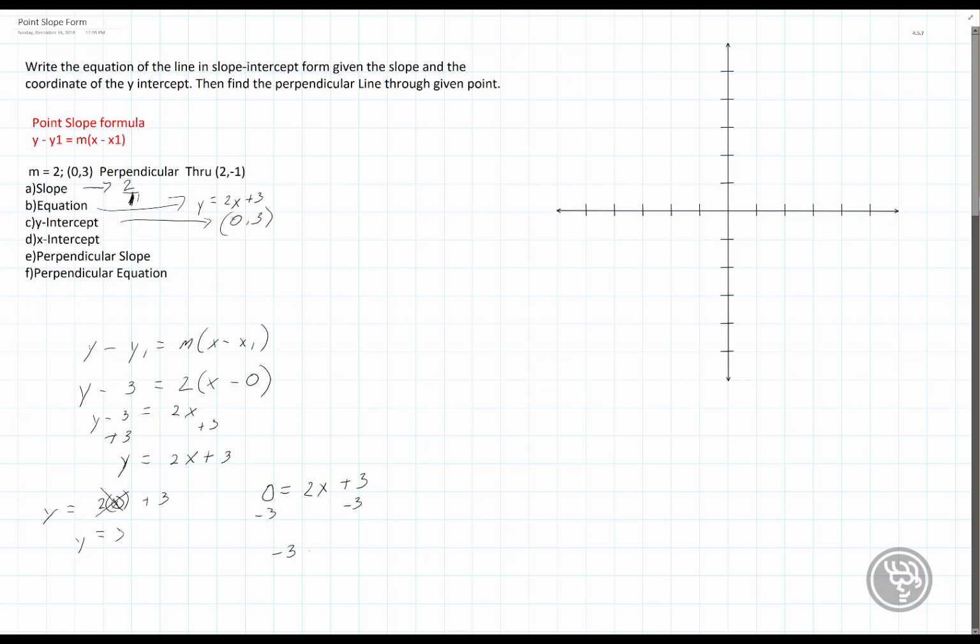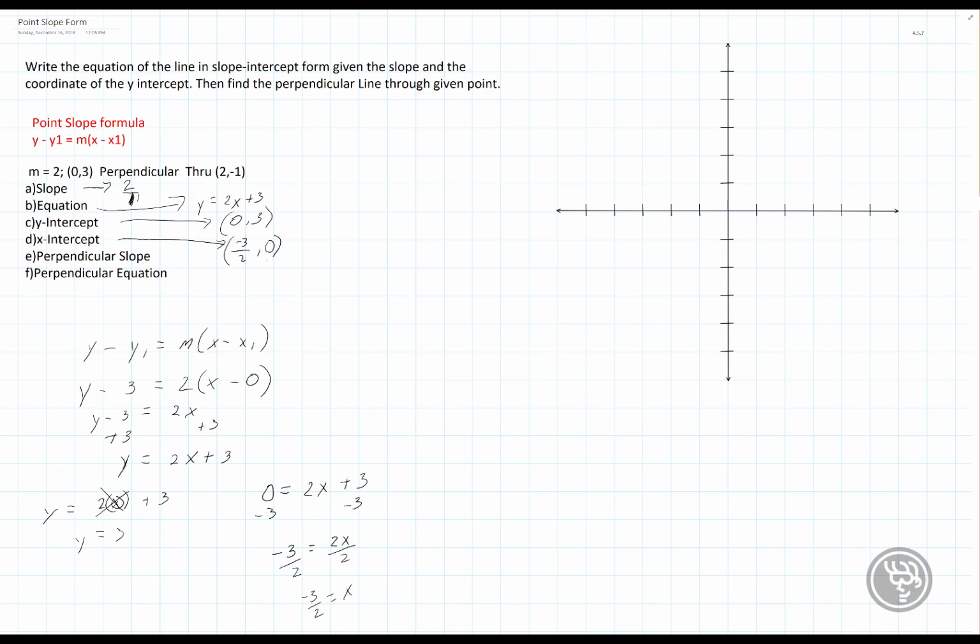So minus 3 is equal to 2x. Okay, so we're going to have to divide by 2. Divide by 2, and that means that minus 3 over 2 is equal to x. So it means your x-intercept is going to be minus 3 over 2 and 0.